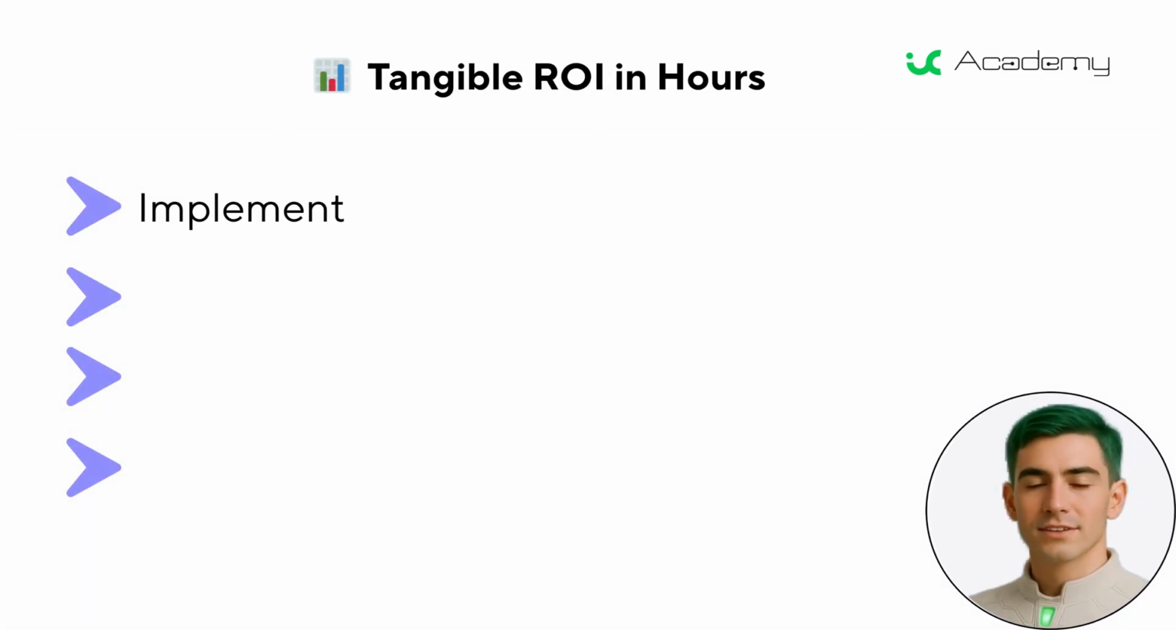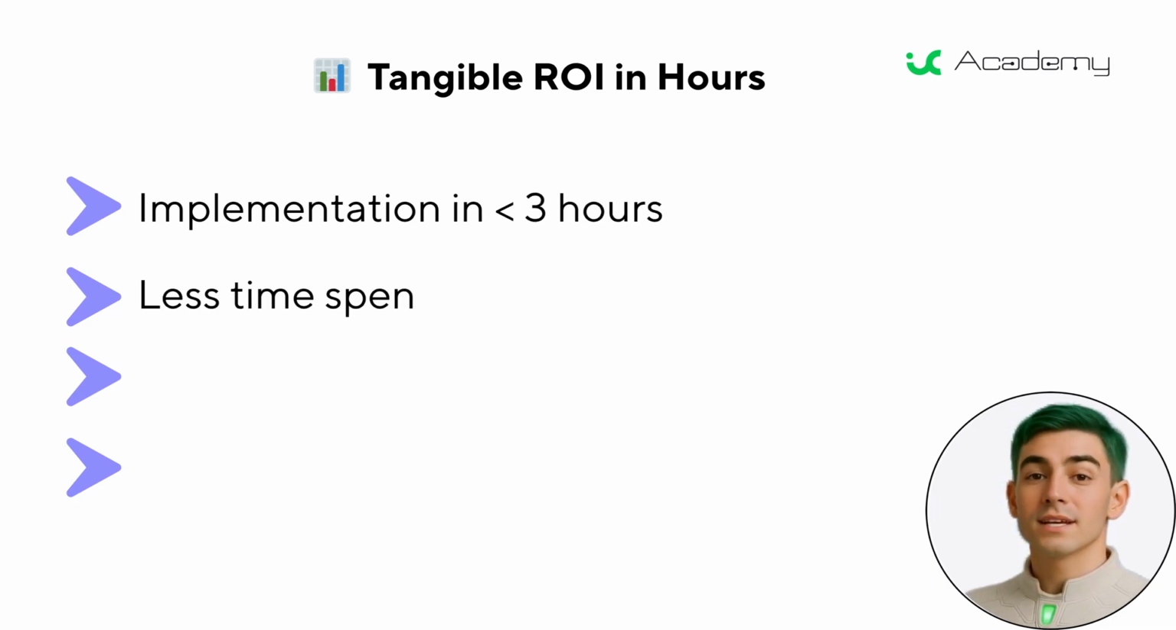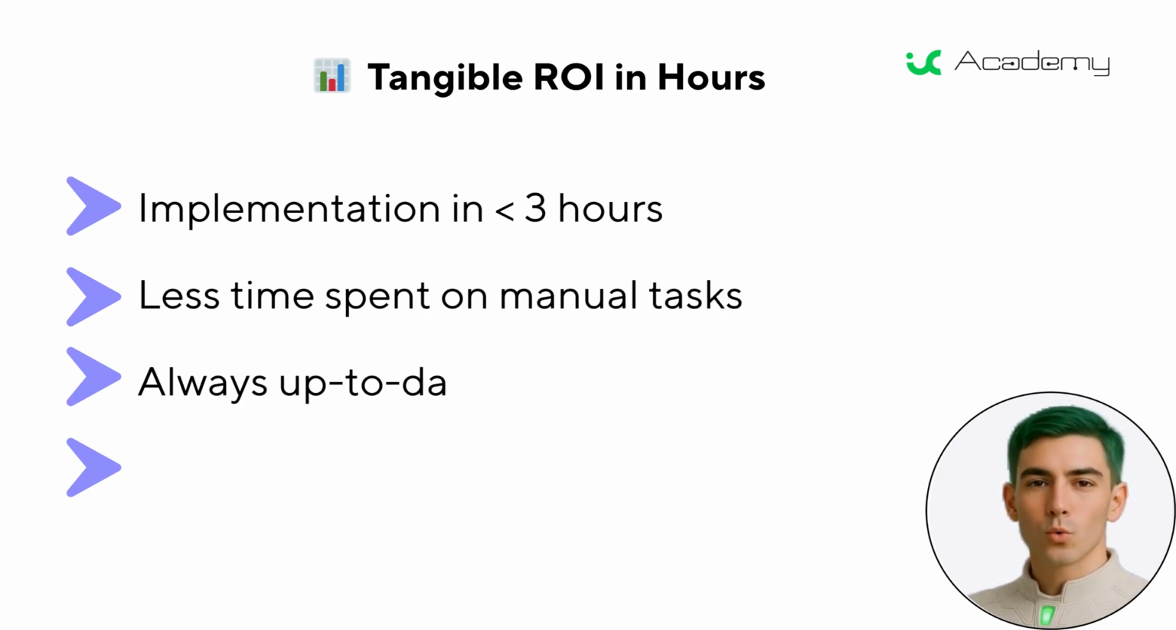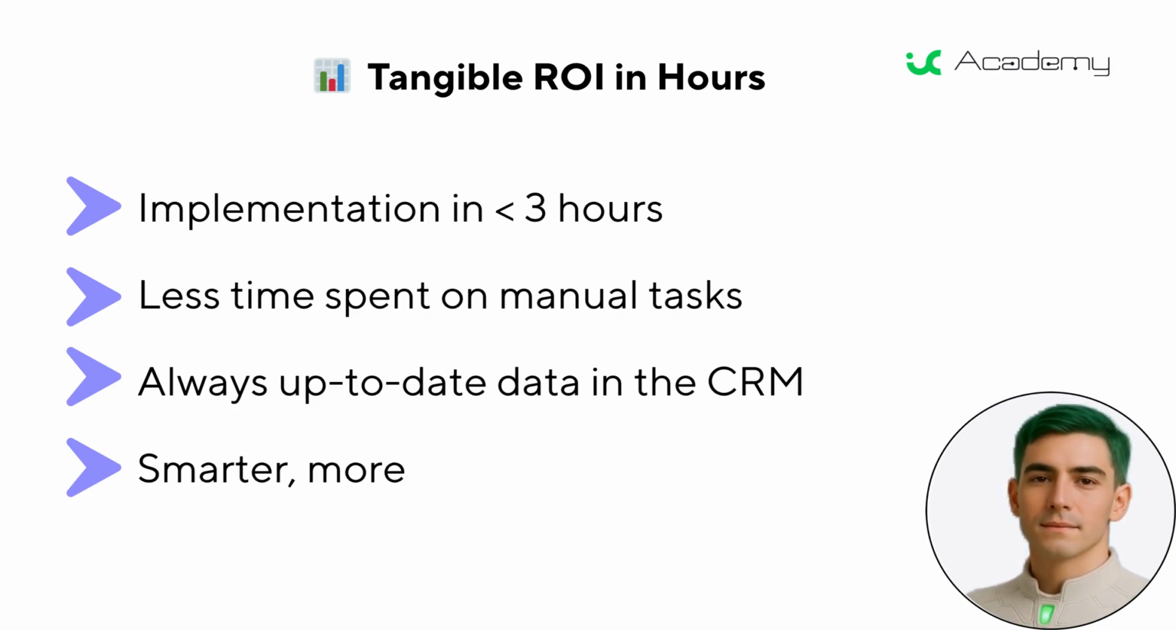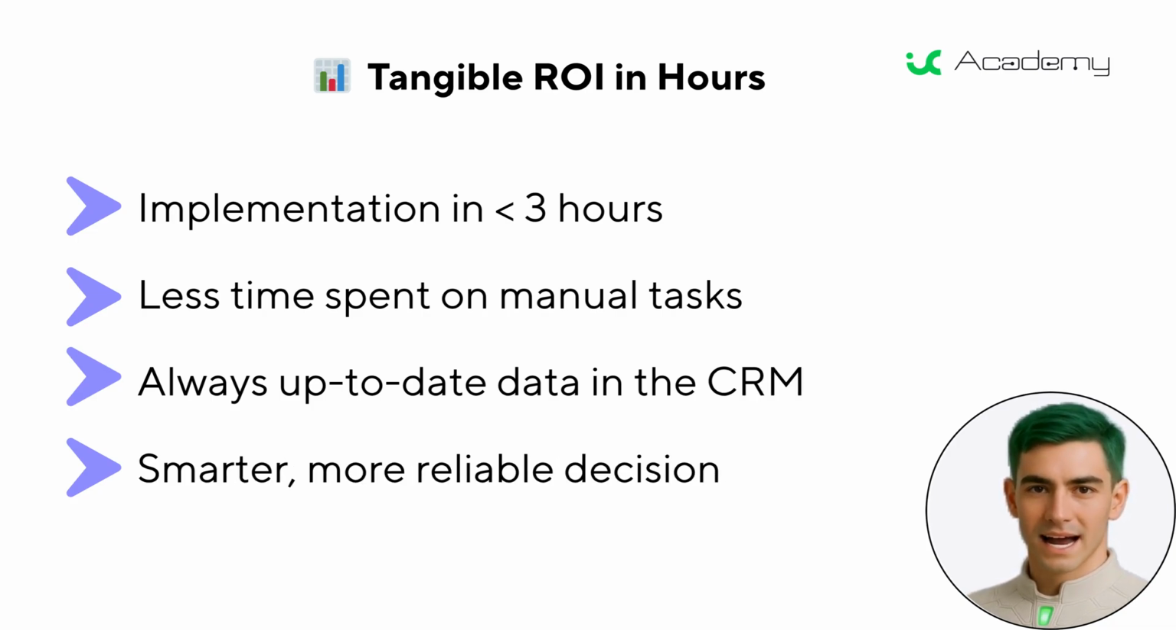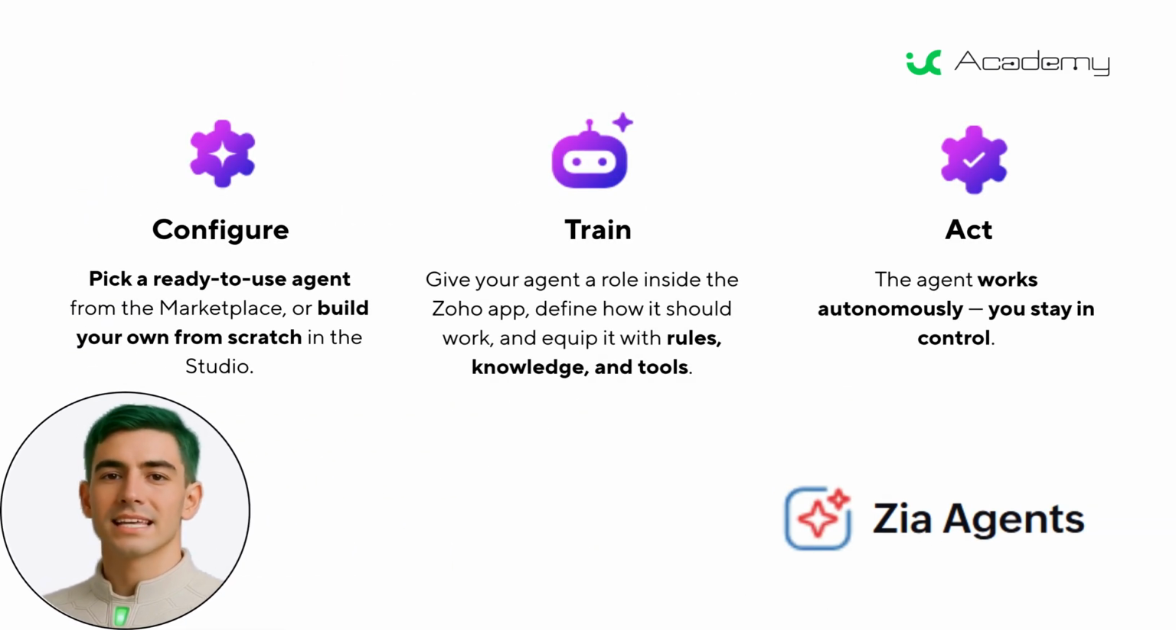The combination of native integration, speed, and flexibility results in a direct benefit. In less than 3 hours of implementation, your company can already achieve a tangible ROI. Less time spent on manual tasks. More up-to-date data in the CRM, and better business decisions thanks to reliable information. In summary, ZIA Agents not only provides you with speed and ease of use, but also allows you to create custom assistants tailored to your processes with security and immediate results.